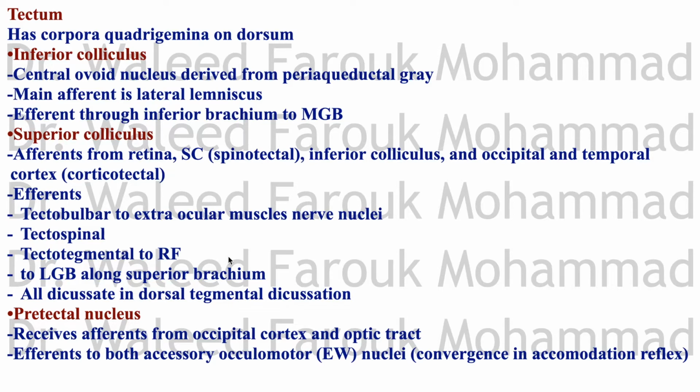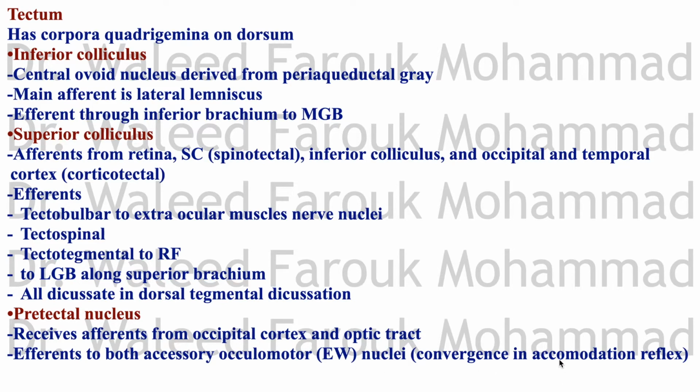The pretectal nucleus is present in front of the colliculi, the superior colliculus, and receives afferent from occipital cortex and optic tract. It's part of the visual pathway. Efferents to both accessory oculomotor or Edinger-Westphal nuclei, especially those to the medial recti muscles. Remember the medial and lateral recti muscles, extraocular muscles. These are fibers to the medial recti muscles, responsible for convergence in accommodation reflex.